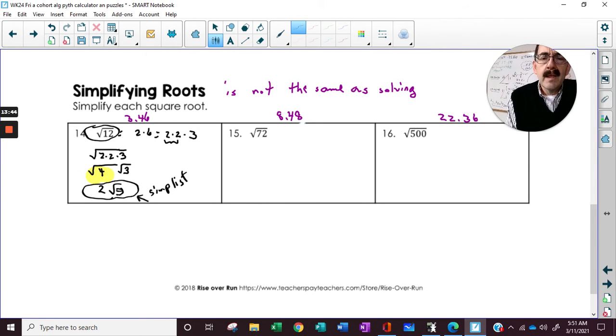Okay? Watch this one. Factor tree. 2 times 36. Oh, you guys know your perfect squares?